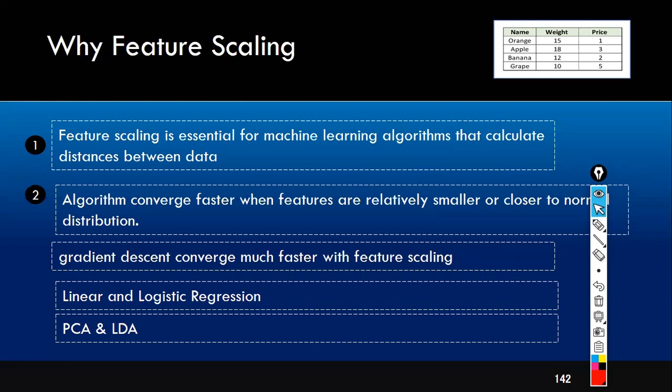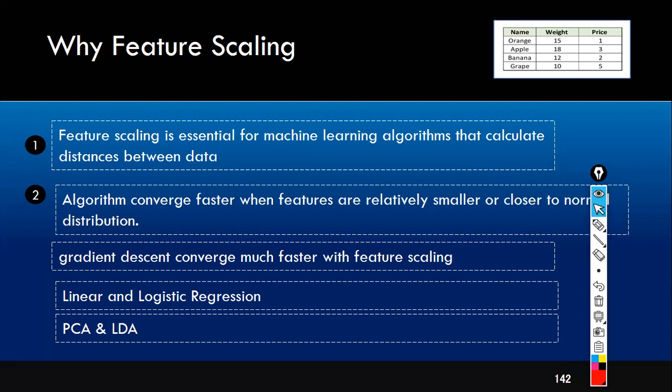In the case of gradient descent, when you do feature scaling, the model will converge much faster. Also, algorithms like linear and logistic regression, principal component analysis, and linear discriminant analysis converge much faster with feature scaling. What do you mean by converging faster? The key advantage of the gradient descent algorithm is to minimize the error.